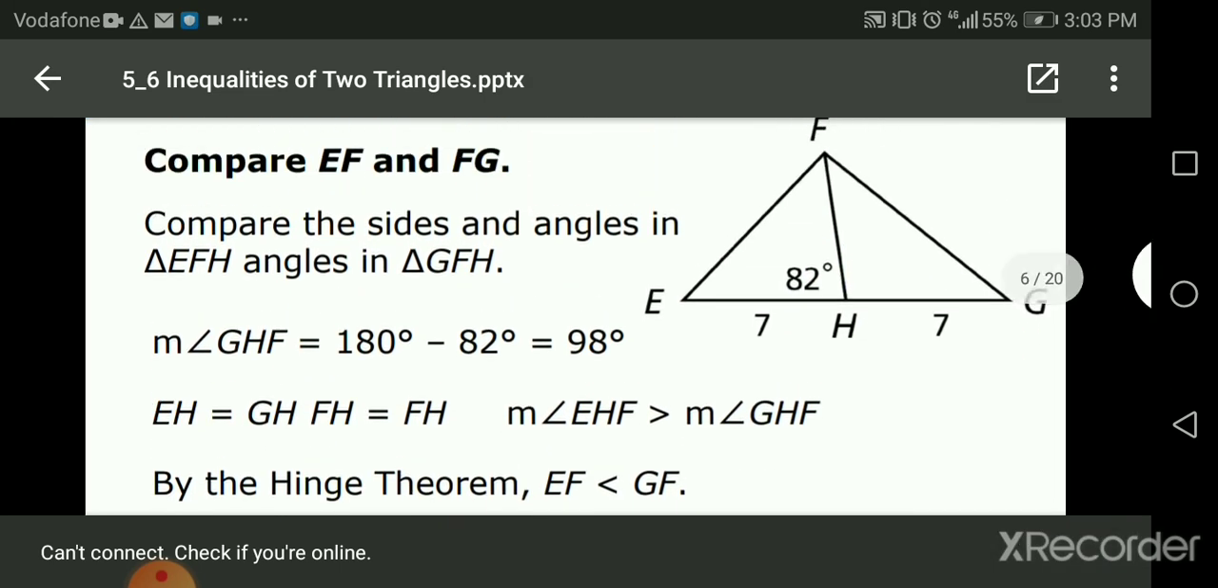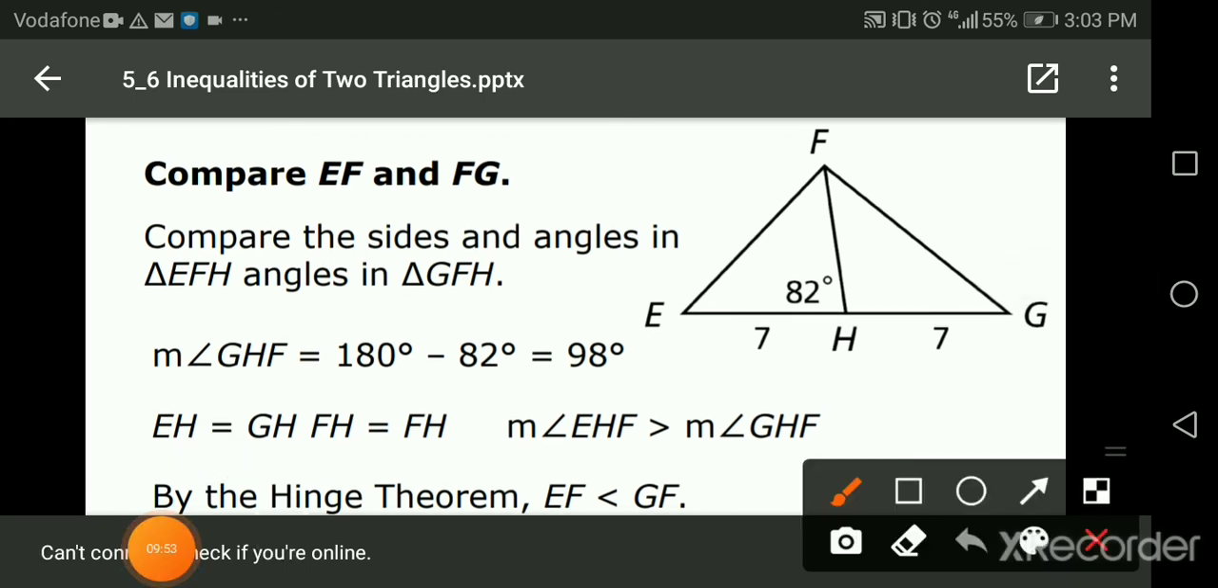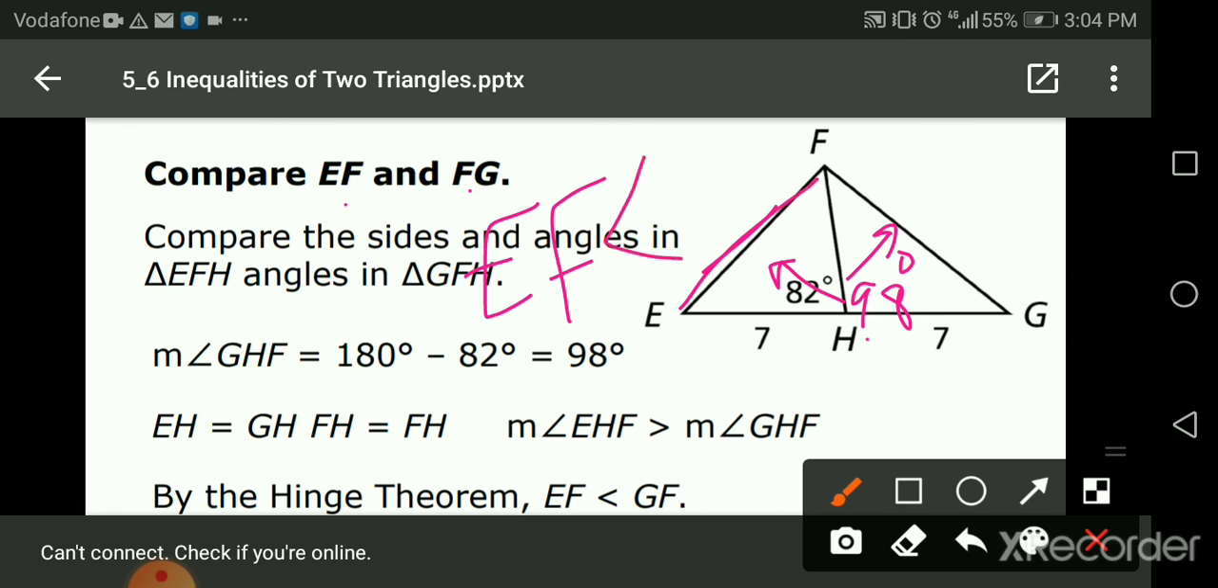What should I conclude from this? Let's draw here also the 98 degrees. So I conclude what? It's easy now. This one is opposite to, who can tell me? FG, and this one is opposite to EF. So, which is greater, guys? He asks me to compare between EF and FG. So if I start by writing EF, who can tell me, EF is less than, bravo, FG by the Hinge theorem. Thank you.